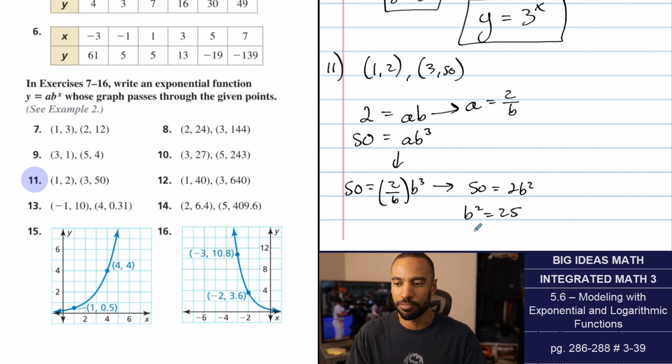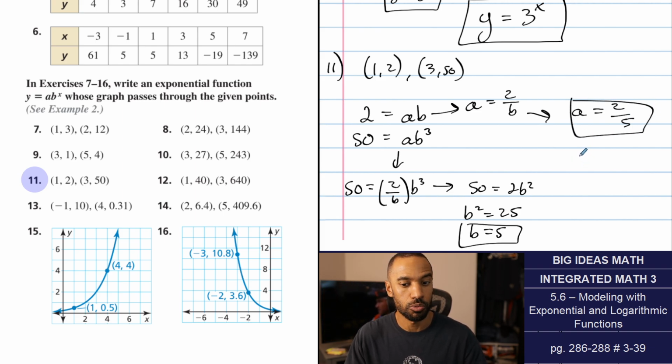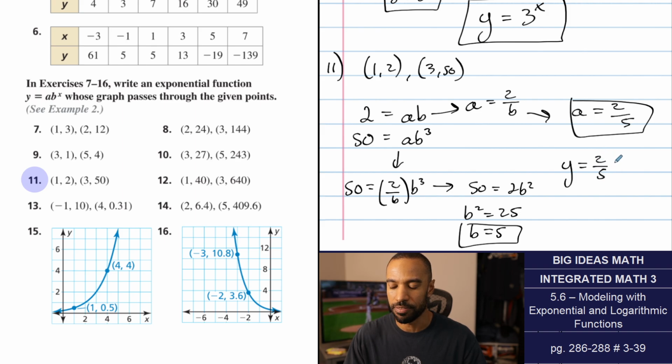B squared is 25, so B equals 5. Now that we know B is 5, A must be 2/5, a direct substitution into that. Perfect. 2/5 is also 0.4. So our equation is y equals 2/5 times 5 to the x power.